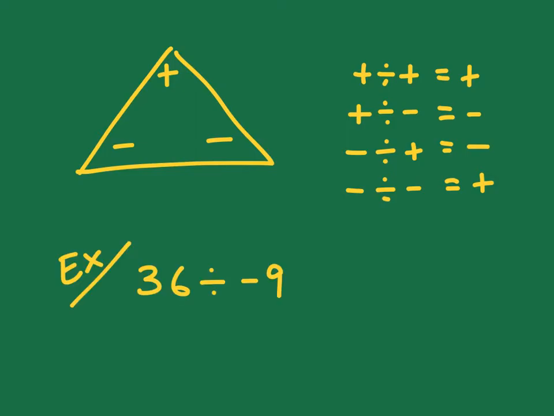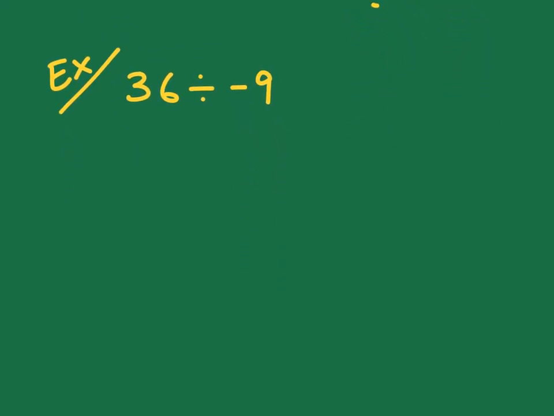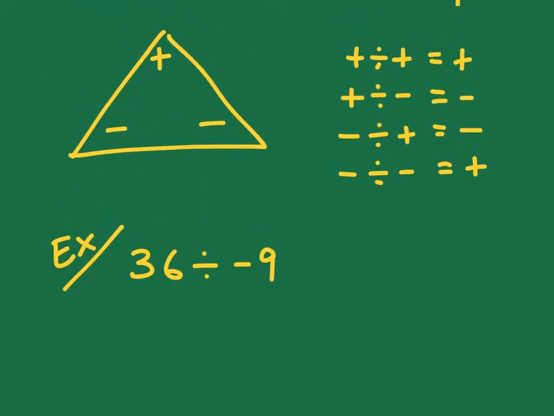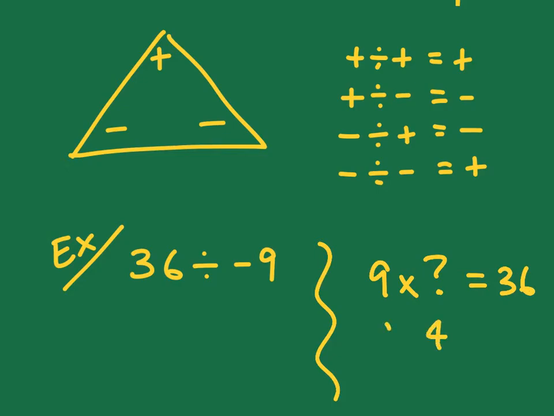So the first example I want to look at is 36 divided by negative 9. Now, again, because I'm doing a positive number divided by a negative number, positive divided by negative gives me a negative, all right? So really, all I want to look at is doing 36 divided by 9. I know my answer is going to be a negative because I have a positive divided by a negative. So let's ask the question. 9 times what number gives me 36? And that answer is 4, okay? 9 times 4 does in fact give me 36.